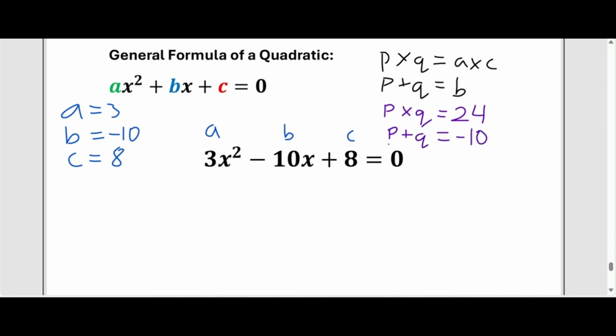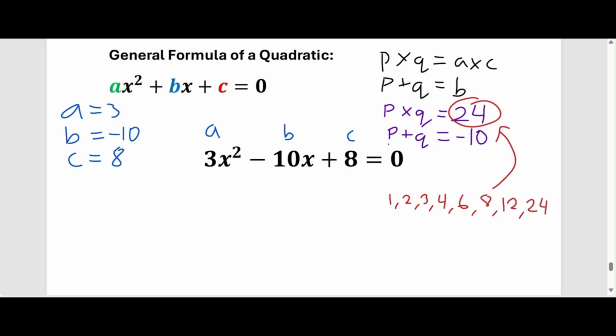Now we're going to take the a times c value, and we're going to factorize it. We're going to list out all of its individual factors. So that'd be 1, 2, 3, 4, 6, 8, 12, and last but not least, 24. After we play around with the factors and try fiddling with the signs, we get to the conclusion that 4 and 6 are particularly special in this situation. More specifically, it'd be -4 and -6.